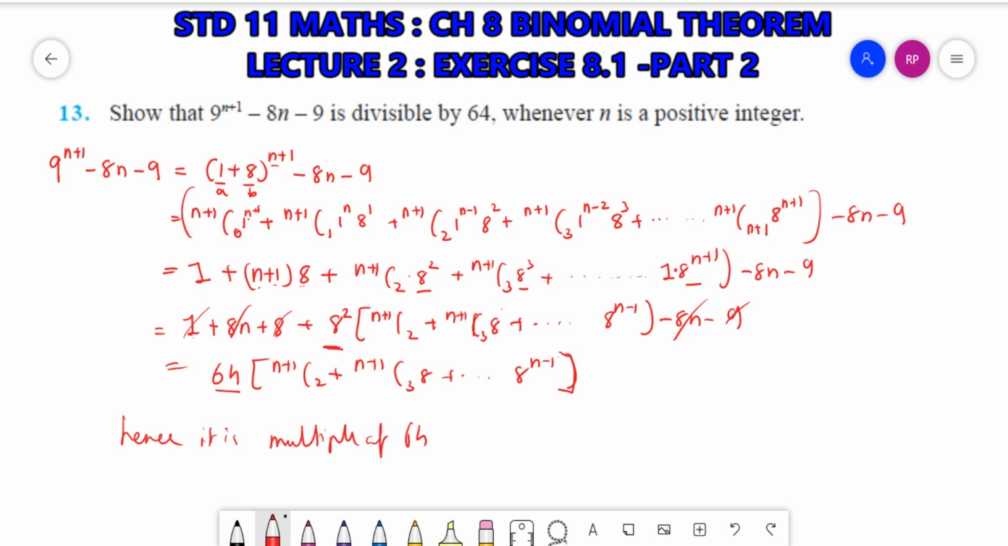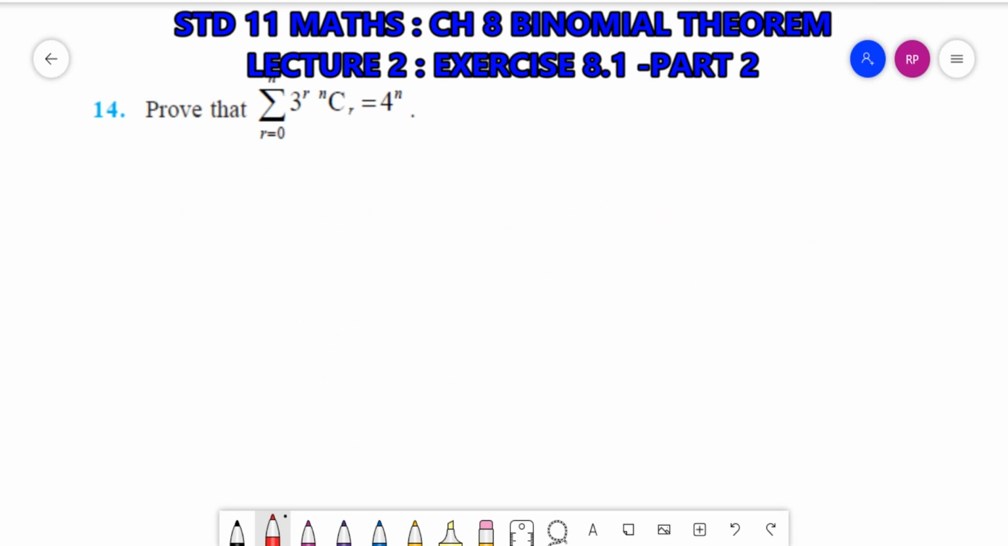Clear? So this was about question number 13. Just note it down. Now let's move to the next, question number 14, that is the last for this exercise. Question 14. Prove that the summation of 3^r nCr, where r equals 0 to n, is equal to 4^n.